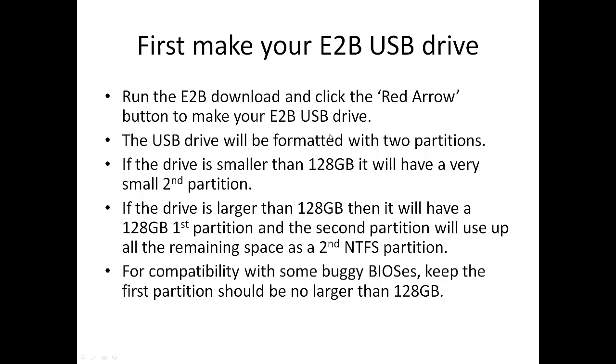Just make your USB drive in the normal way, and you'll get two partitions after you've made your E2B drive. If the second partition is made by E2B, then it'll be an NTFS partition, and you'll need to reformat it. If it's just a small second partition, you'll need to resize the partitions on your drive.